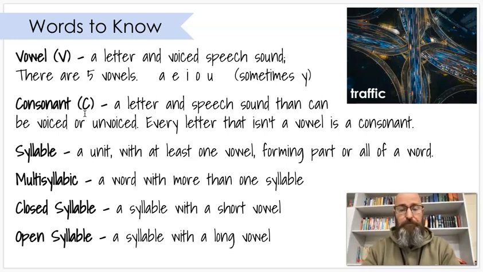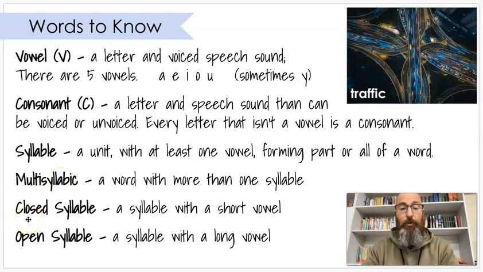All right, a syllable is a unit with at least one vowel forming part of or a whole word. So a syllable is either a part or a whole word with one vowel, okay? So make sure you know that. A multisyllabic word is a word with more than one syllable. So it could have 2 syllables or 3 syllables, and it would be multisyllabic. Multi means many, syllabic means syllables, so many syllables.